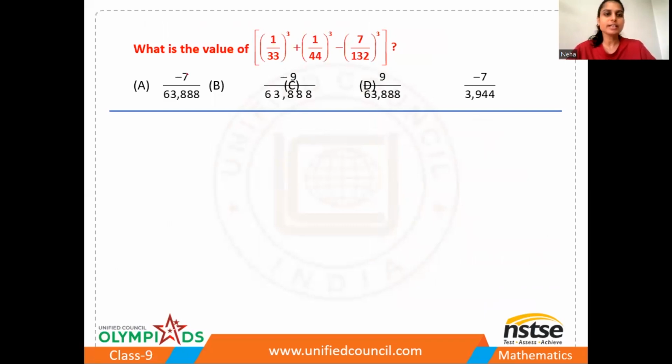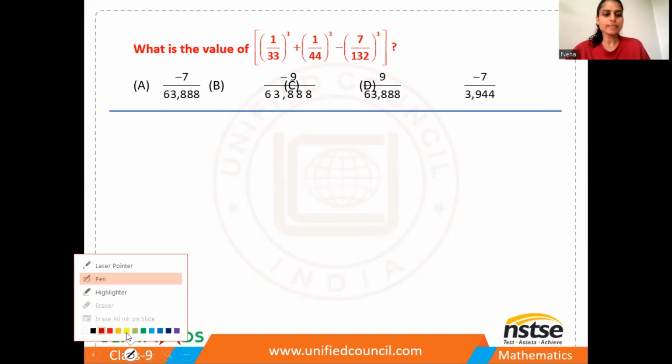The next question is: what is the value of (1 upon 33) whole cube plus (1 upon 44) whole cube minus (7 upon 132) whole cube? Alright. So here, students, it is quite difficult to do the whole cube of 1 upon 33, 1 upon 44 and 7 upon 132, right? There are such big terms. So I have to find some concept, so within seconds we can solve the question.